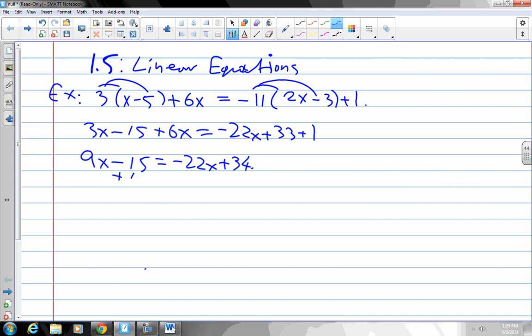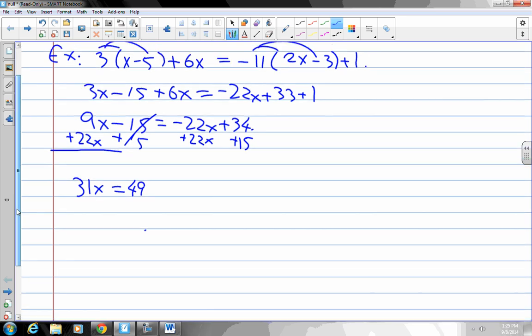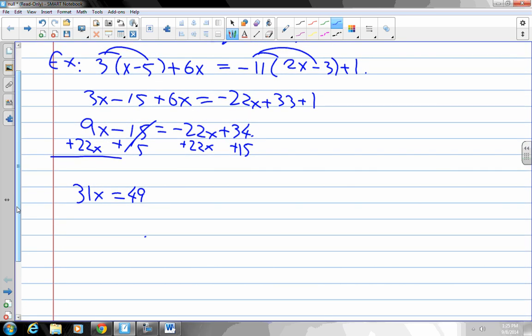Add 15 to both sides. So it cancels on one side. At the same time, add 22x to both sides. So that gives you 31x equals 49. Is that close enough? And finally, do what? Yeah, divide by 31. So x equals 49 over 31. Not much to it. So we got the solution to be 49 over 31.